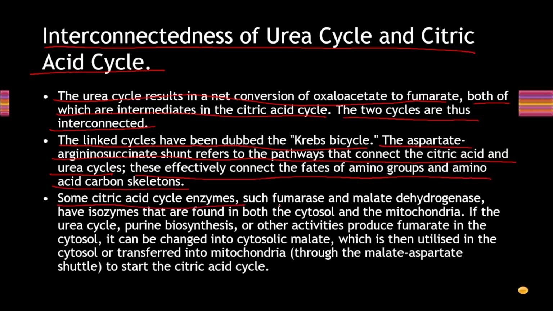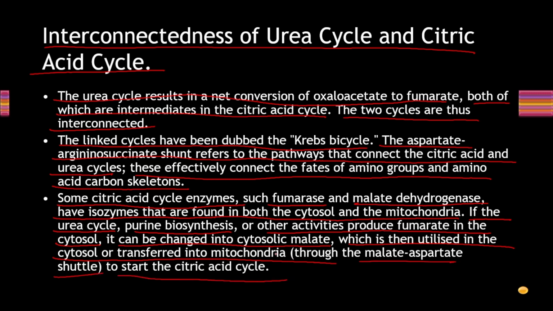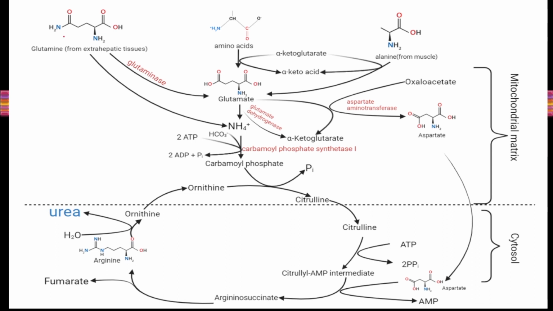Some citric acid cycle enzymes such as fumarase and malate dehydrogenase have isozymes that are found in both the cytosol and the mitochondria. If the urea cycle, the purine biosynthesis or other activities produce fumarate in the cytosol, it can be changed into cytosolic malate, which is then utilized in the cytosol or transferred into the mitochondria through the malate-aspartate shuttle to start the citric acid cycle. So this is what it is. So you have the glutamine, and from the glutamine you are going to have the production of glutamate and ammonia.